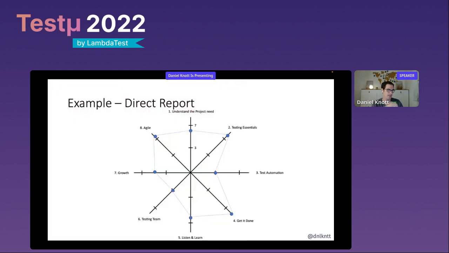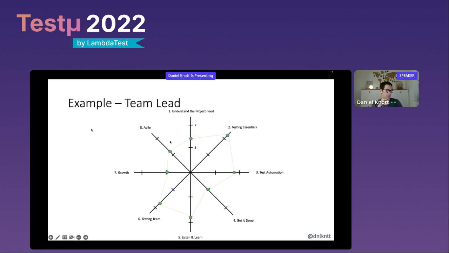So let's take a look at an example. Yeah, this is really an example. This could be an example testing wheel from the direct report. So imagine you're a team lead, and you have a team member in your team, and this is the result of what he or she filled out. So we have a pretty good understanding of the project, a good understanding of the testing essentials, test automation. Yeah, there is room for improvement. Getting it done, expert, listen and learn, almost there. Testing team, there's something that is going to be on this person's mind. Growth, agile, different results.